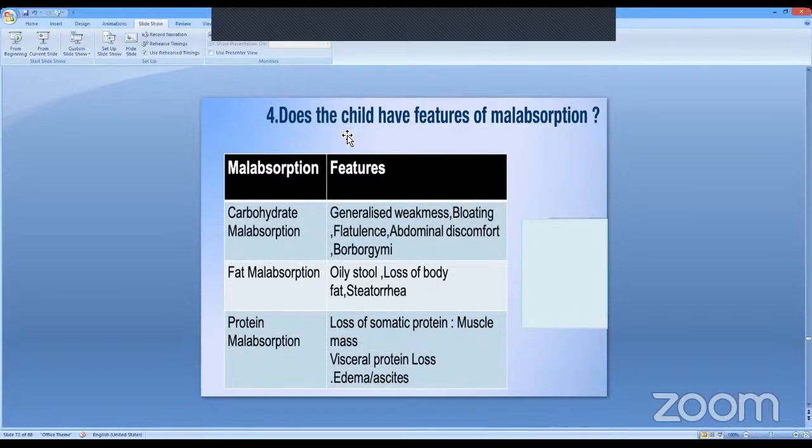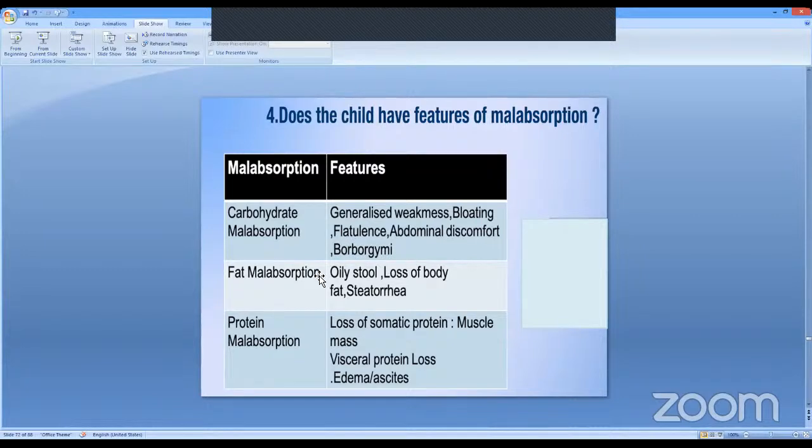Now think of the features of malabsorption. Malabsorption again may be anything: carbohydrate, fat, protein, iron, vitamin B12, folic acid, anything that cannot be absorbed properly. Commonly these three: carbohydrate malabsorption means generalized weakness, bloating, flatulence, abdominal discomfort, borborygmi, and perianal excoriation is a very good sign.